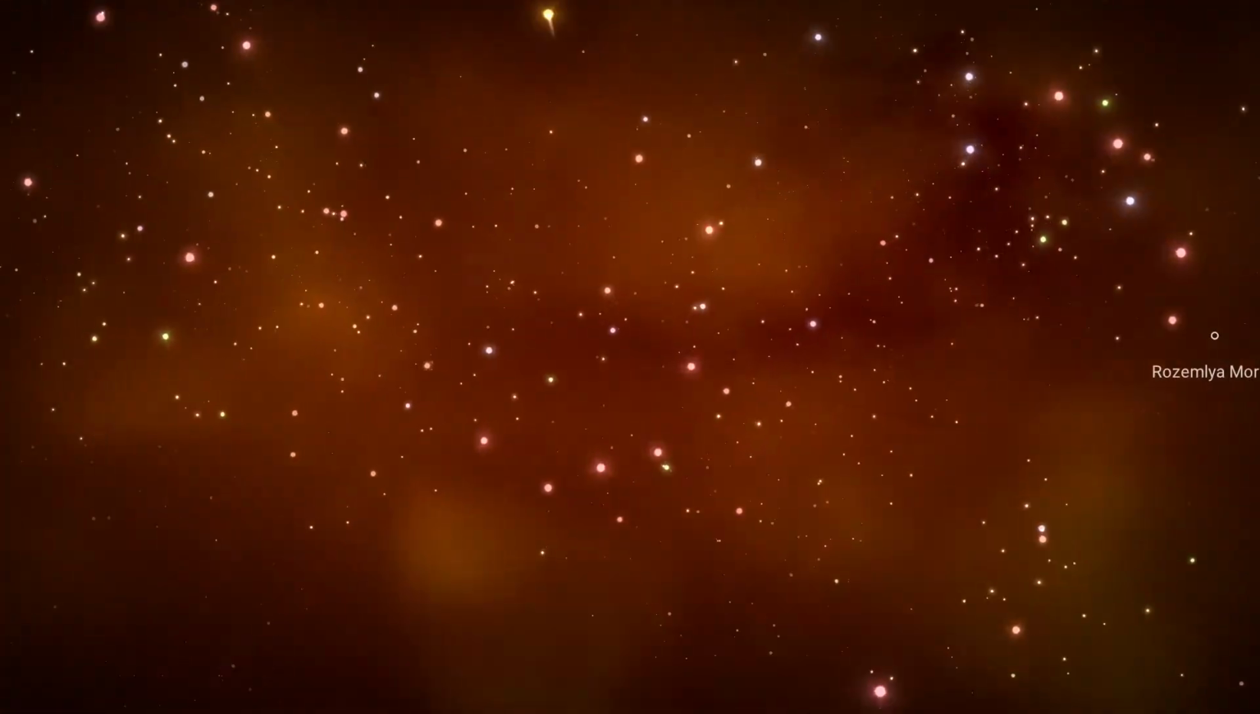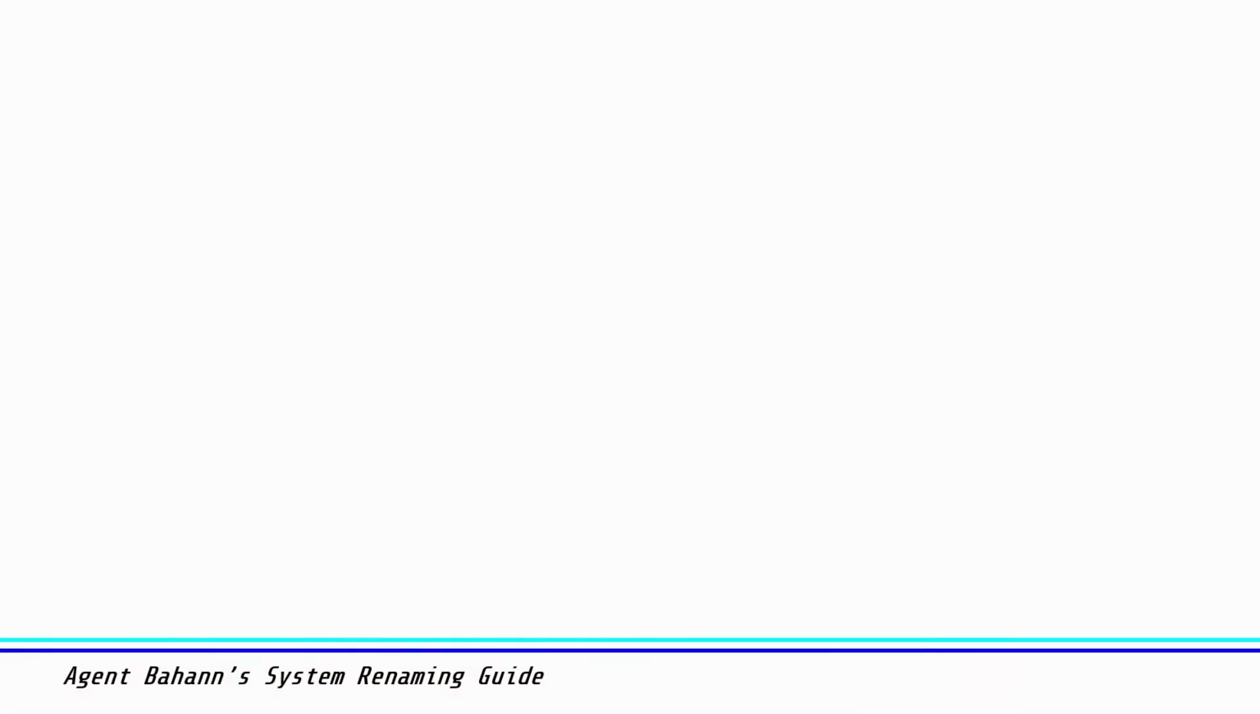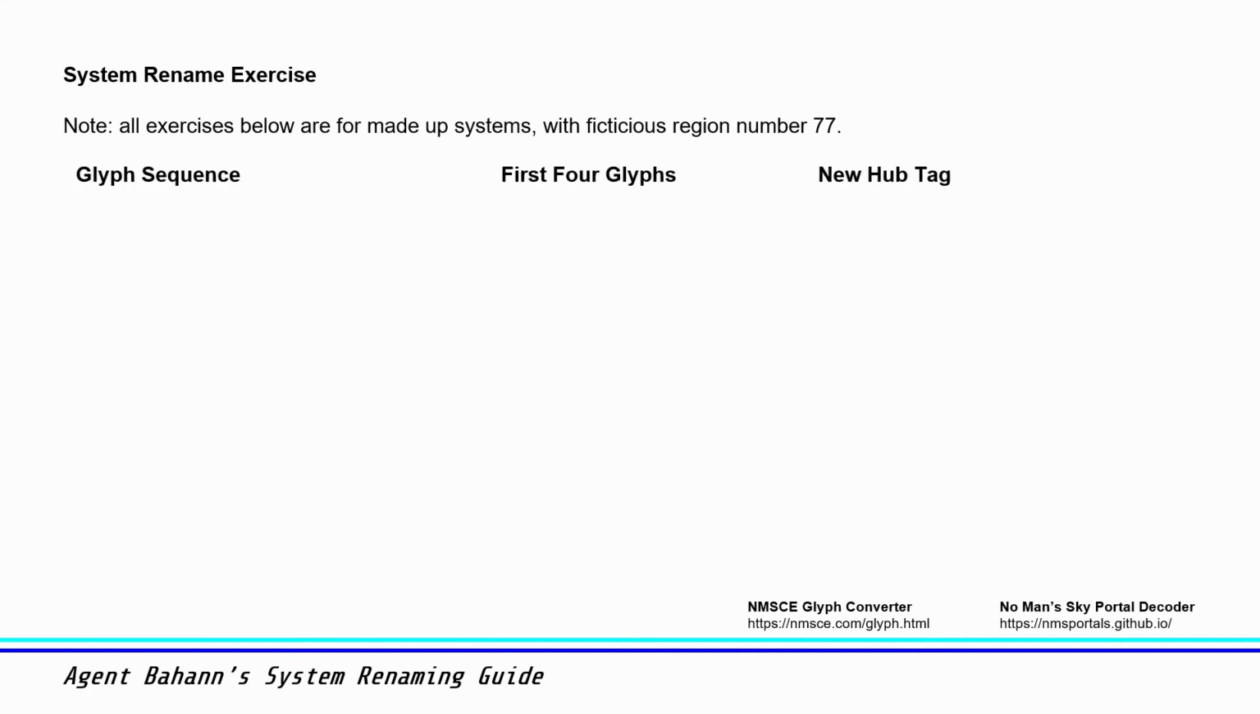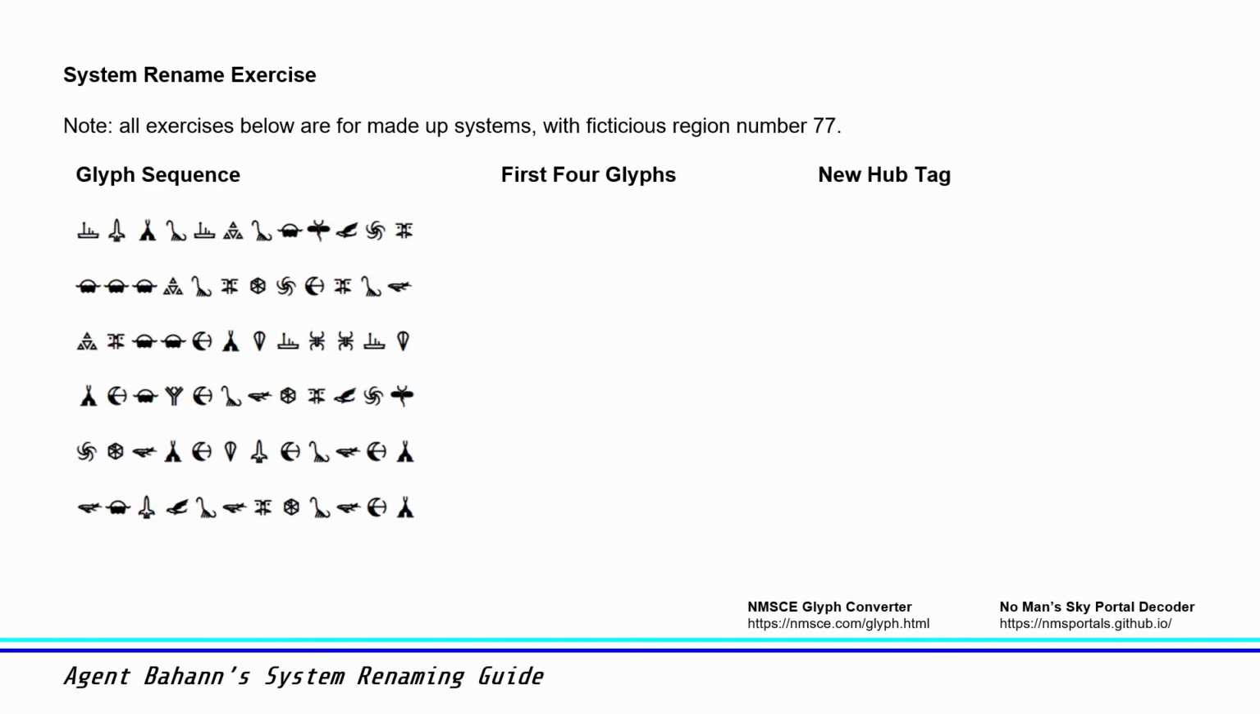It's set permanently. For the exercises, we'll use a fictitious system, all made up. We'll say it's region 77. You can use one of the two portal decoders shown below here on the right, or any other method you'd like. Some people print the glyph table on paper and do it by hand. That's fine too. Here's a list of fake portal addresses for you. You can try them in game if you want, but it's at your own risk. I don't know where it may or may not lead you.